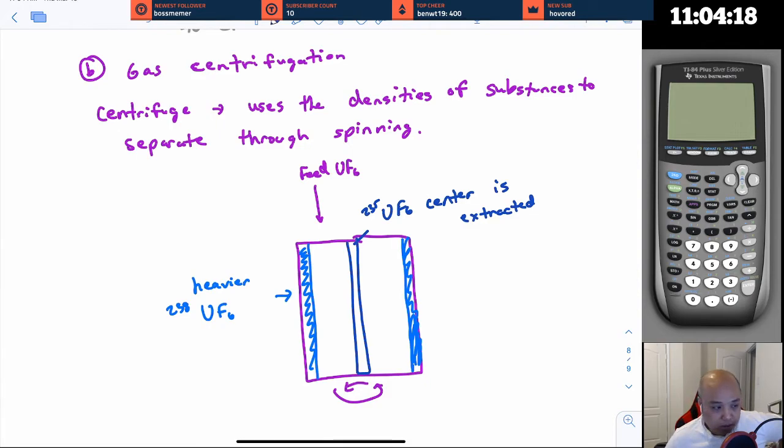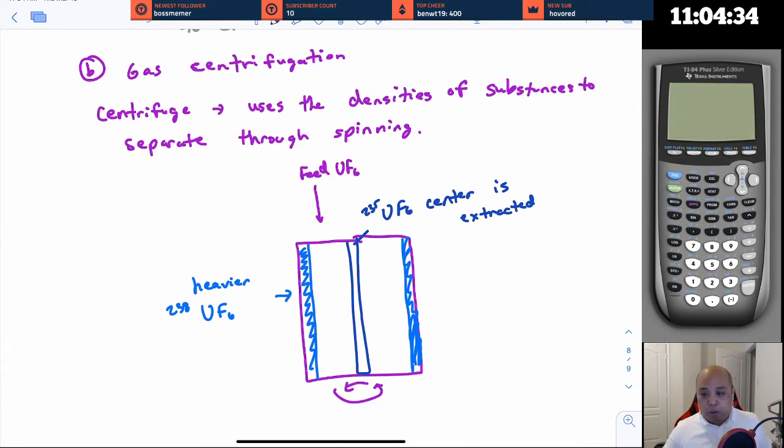Questions. Again, like Claire asked earlier, I don't think they would expect you to draw this. They just expect you to know what is happening with that. They might just say, state one technique to enrich uranium.